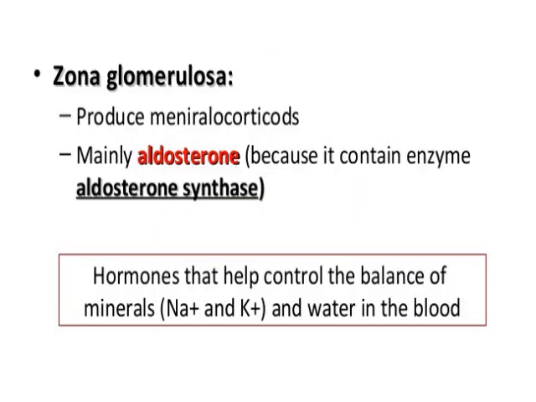Now I will brief regarding the different layers of the adrenal cortex. The outermost is zona glomerulosa. It produces mineralocorticoids. The major hormone is aldosterone. It is synthesized by the enzyme aldosterone synthase, which is present in this layer. It is a major hormone that helps in controlling the balance of minerals, mainly sodium and potassium, and water in the blood.